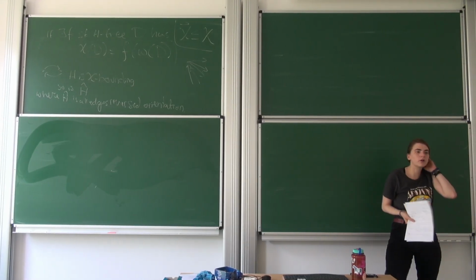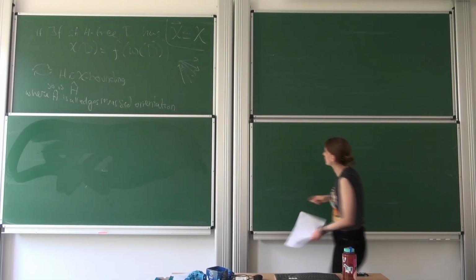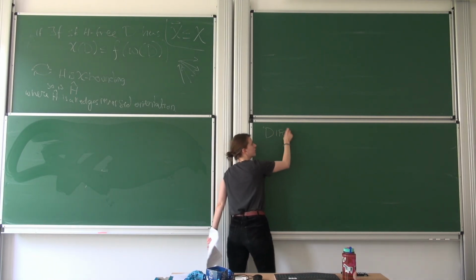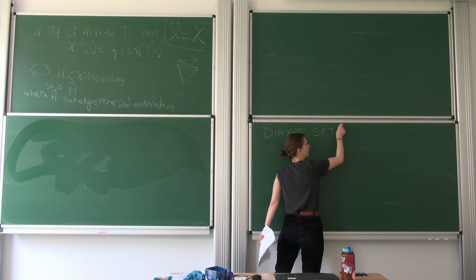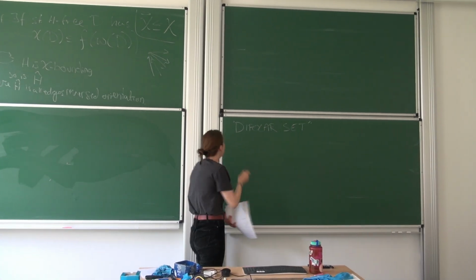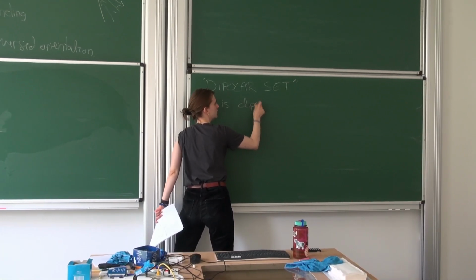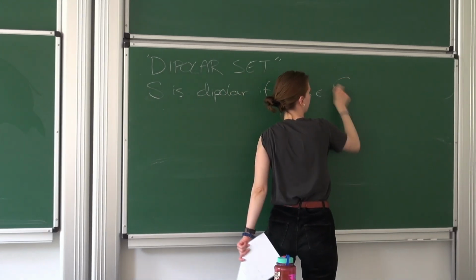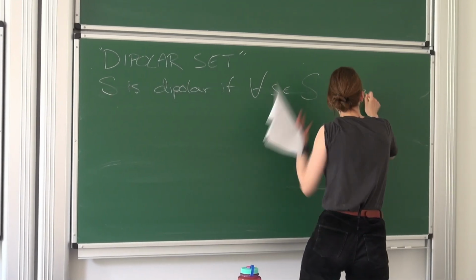So the main trick for all of these dichromatic number proofs, and basically why they don't really work for chromatic number at all, is we do something that's sometimes called a dipolar set. Sometimes you also see it called a nice set, where S is dipolar if there's never a vertex that has both an in-neighbor and an out-neighbor to the rest of the graph.